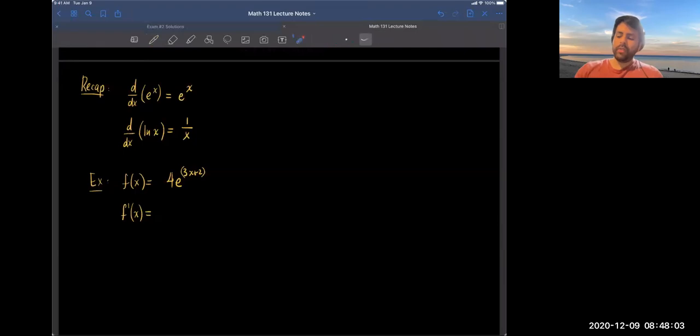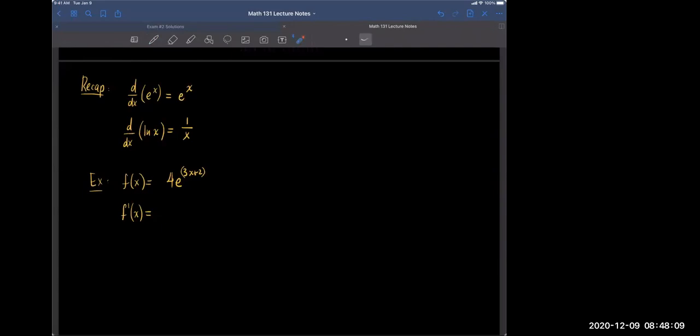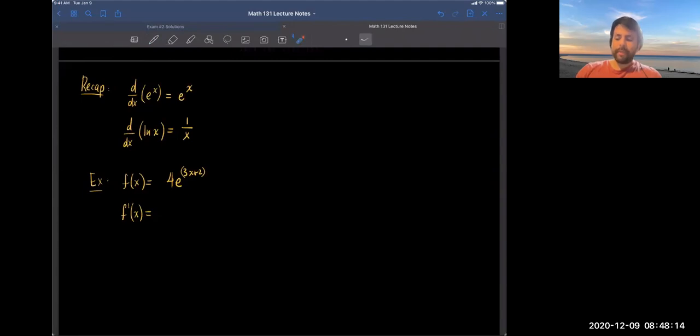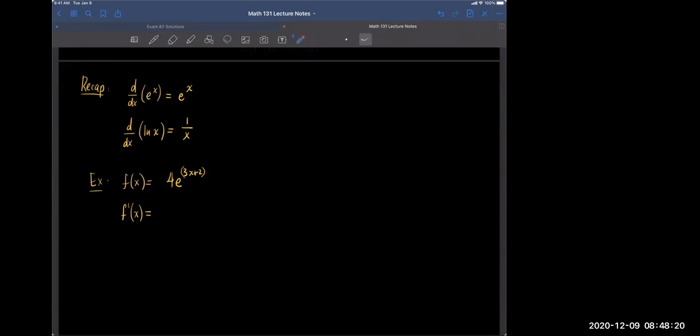What differentiation rule would we have to apply to figure out the derivative? The chain rule. Yeah. So what does the chain rule state? Take the derivative of the outer function and multiply it by the derivative of the inner.